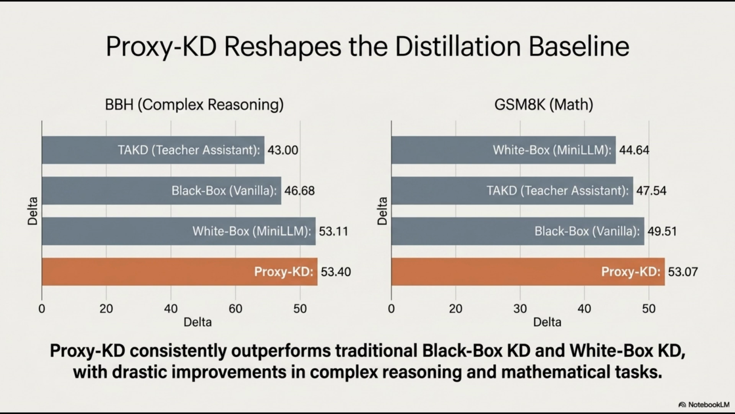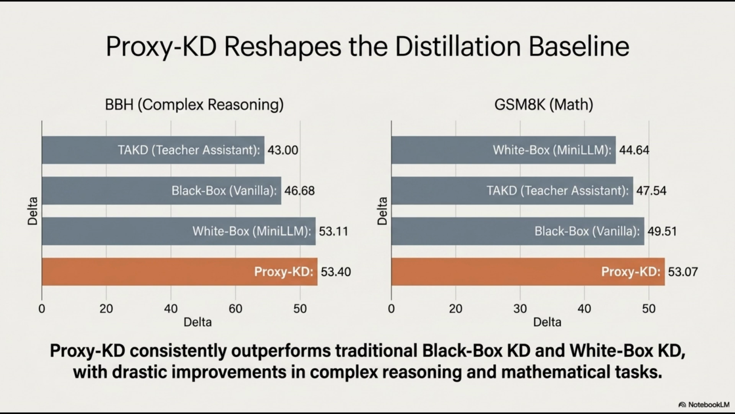It reminds me of a method I read about a few years ago in computer vision literature called TAC-ED, Teacher Assistant Knowledge Distillation. Yes, TAC-ED. It sounds structurally kind of similar, using a middleman. Did the researchers look into how Proxy-KD compares to that older method? They made it a point to run that comparison, and it highlights exactly why Proxy-KD is so innovative. TAC-ED also uses a middleman network to bridge the capacity gap between a big teacher and a small student.